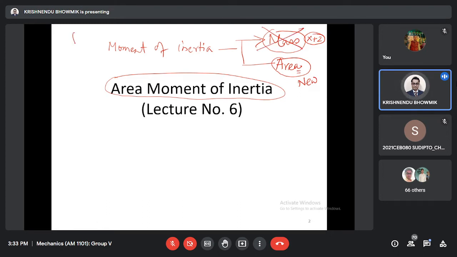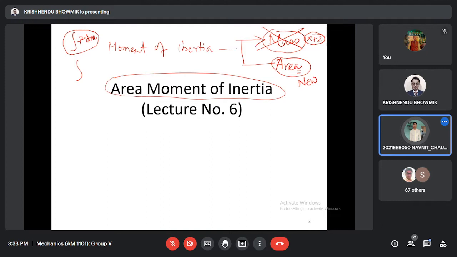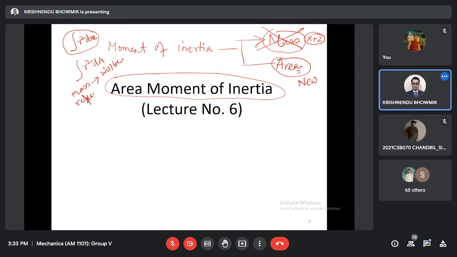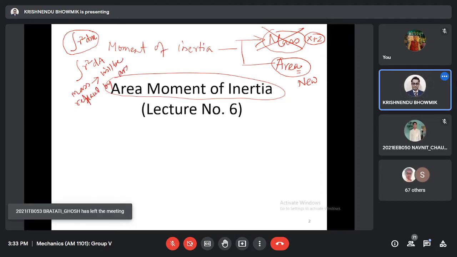You might be knowing that for mass moment of inertia the expression was r square dm, is it not? This way you have learned, no? Mass moment of inertia, something like this. Here we will replace this m by area, dA. So mass will be replaced by area.